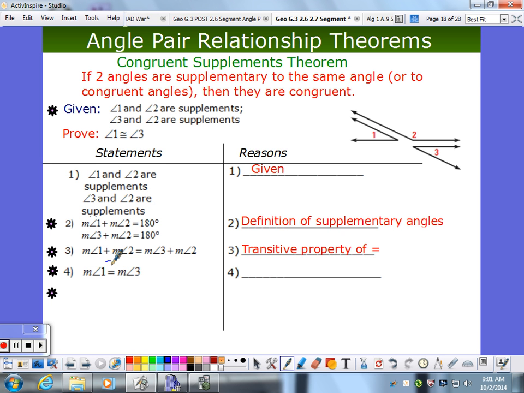Subtraction property of equality, you're subtracting the measure of angle 2 from both sides. So that is the subtraction property of equality. And I'm nearly there, right? My goal is to prove they're congruent angles. Well, if their measures are equal, then they are congruent, right? Because that's what congruence is, the definition of congruent angles. So we get there awfully quickly.